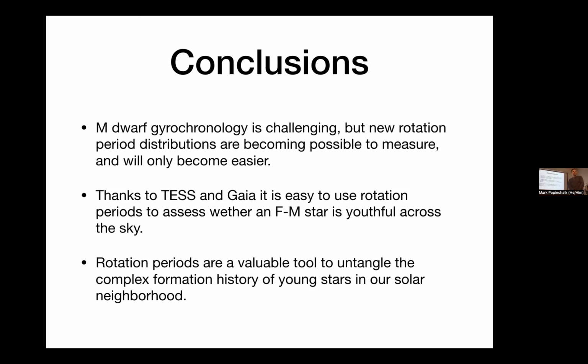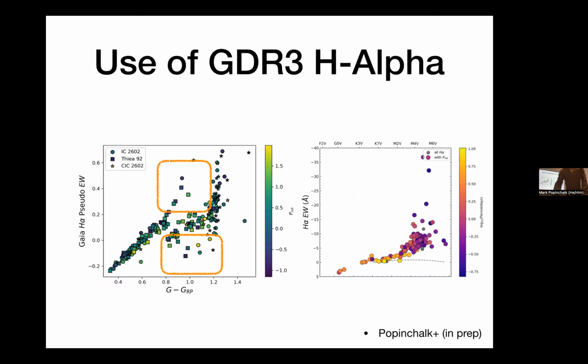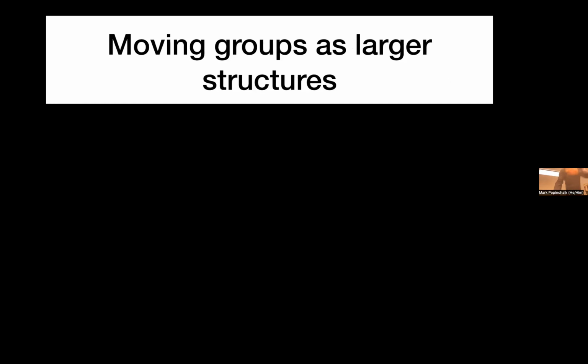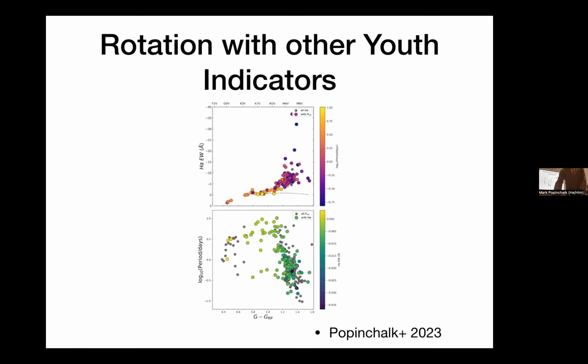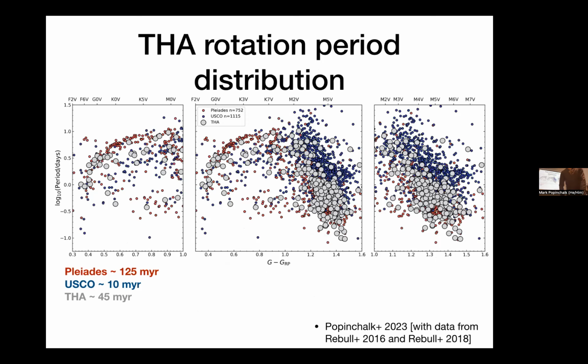Using rotation as a direct tracer of youth, are there contaminants there as well that you could speak about? Yeah, with a caveat, there's always a caveat with them. Let me just put up something like this, for example.